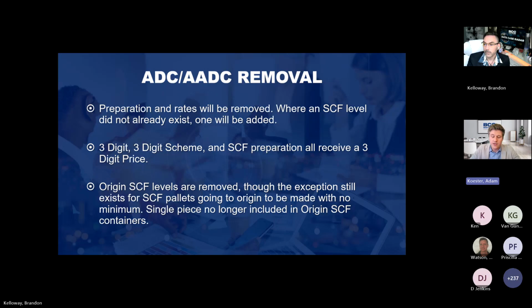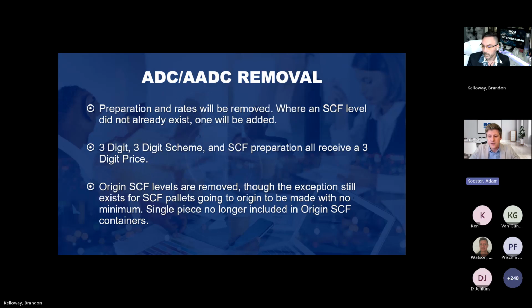The thing that will change if you're looking at postage statements is that what was an ADC rate is now replaced by an SCF rate. It's just going straight into a 3-digit rate. So previously we had 3-digit and 3-digit scheme that were both getting the same rate. And now SCF will join those two and also get a 3-digit rate for anything sorted to those levels. That means there's a little bit less granular control from the post office on how those rates get priced out. But it does change some of where you'll want to be doing a sortation.